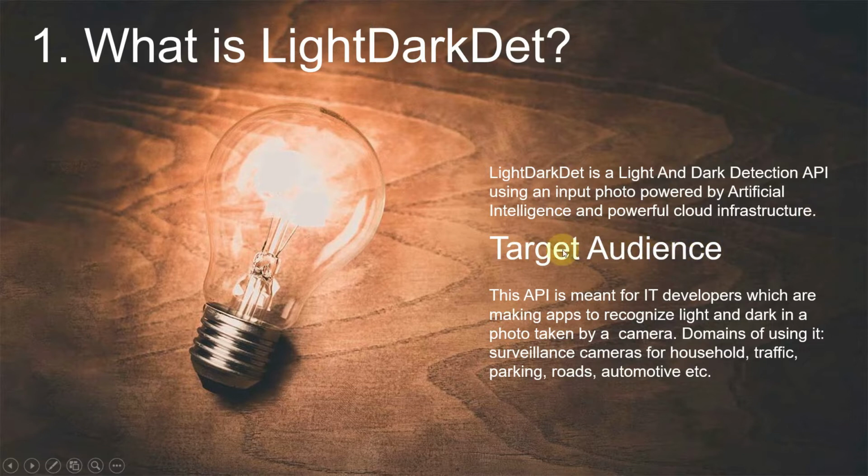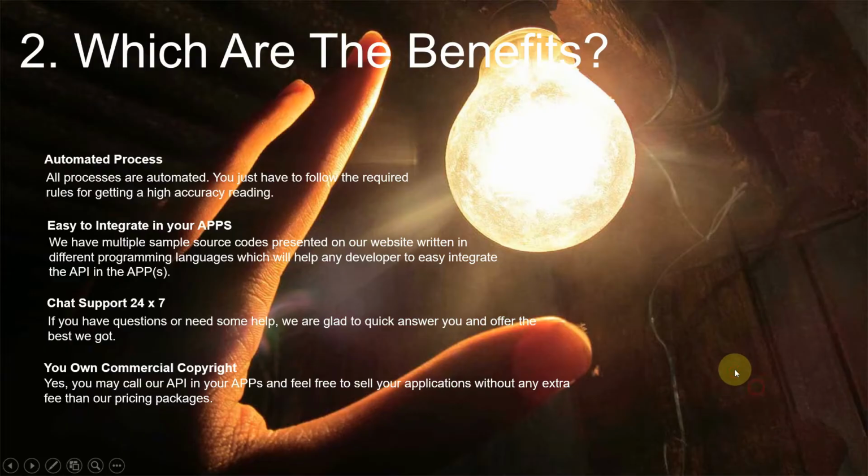Target audience. This API is meant for IT developers who are making apps to recognize light and dark in a photo taken by a camera. Domains of using it. Surveillance cameras for household, traffic, parking, roads, automotive, etc.